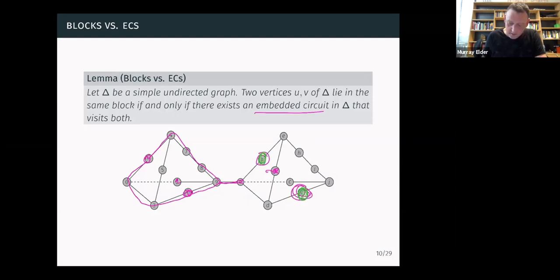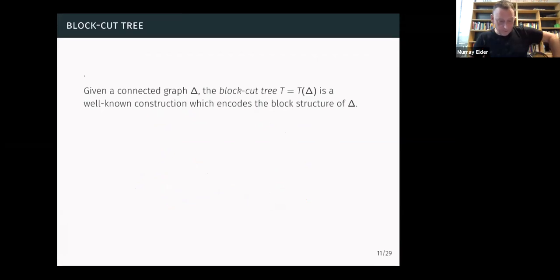Those vertices lie certainly on an embedded circuit, but Mikkel, if I gave you the quiz 3, find an isometrically embedded circuit for them to lie on, well, that's not going to be possible in this case. So that's my introduction, graph theory continues. One more thing: the block cut tree.